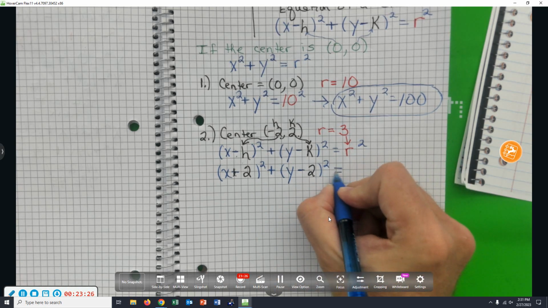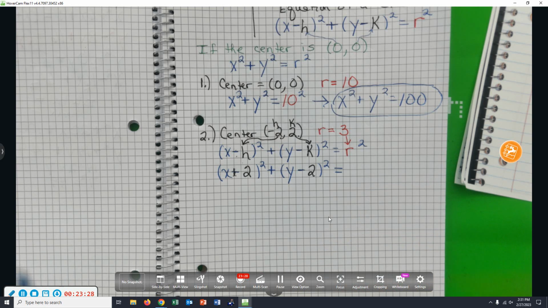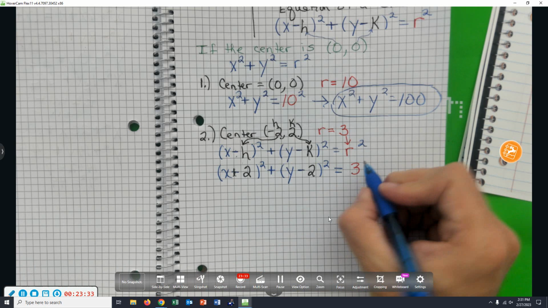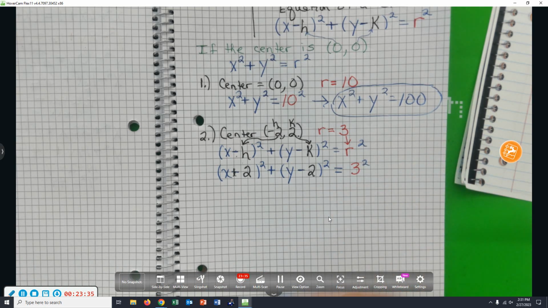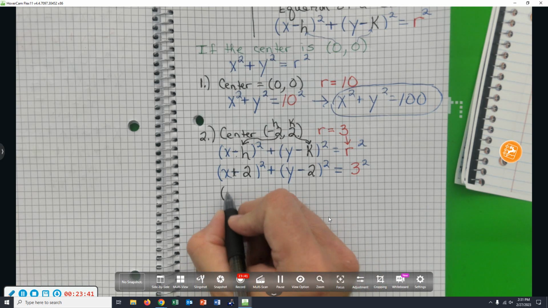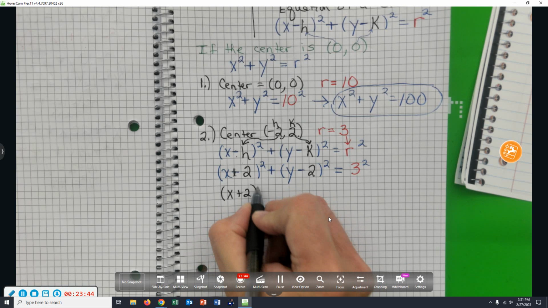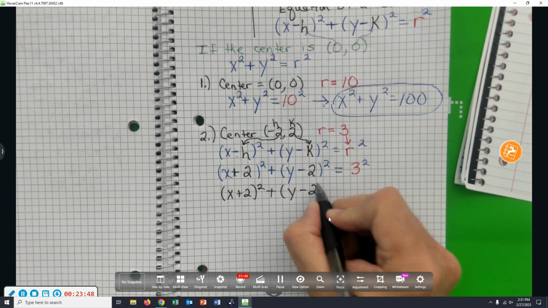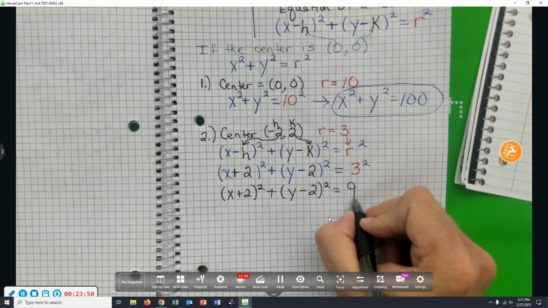Equals 3 squared. I'm not going to type a 3 squared. What am I going to type when I type in the answer? 9. Okay, so here's what I'm going to type in: parentheses x plus 2 squared plus y minus 2 squared equals 9.